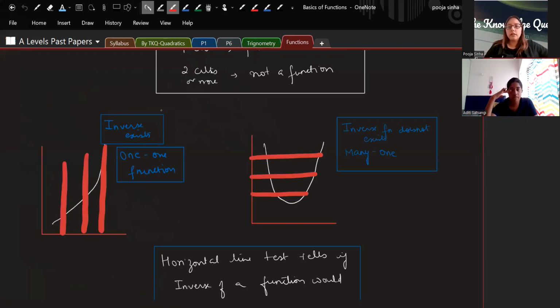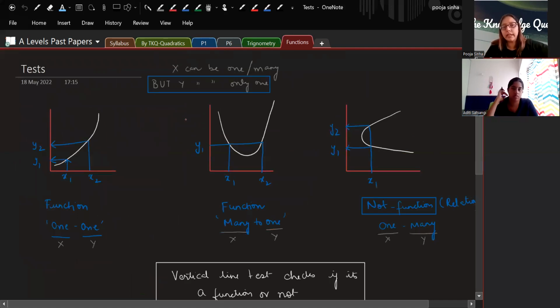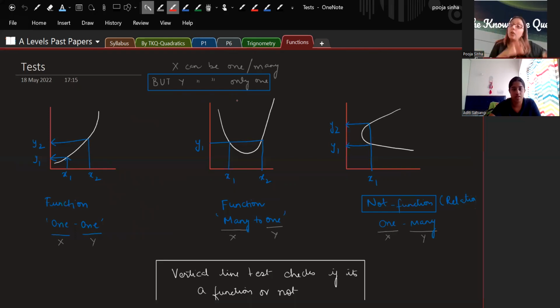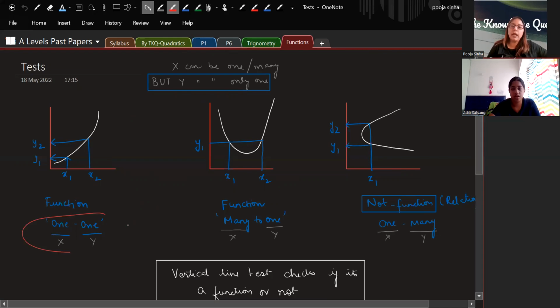Then the horizontal and vertical line test. We know that the vertical line test will only tell us, for a graph which is given to you, whether it is a function or not. And to be a function, what does it have to have? It should have either one-to-one or many-to-one. It cannot have many outputs. The output can only be one. So the vertical line test is only to find out whether something is a function.